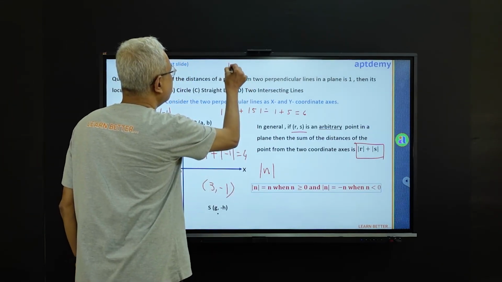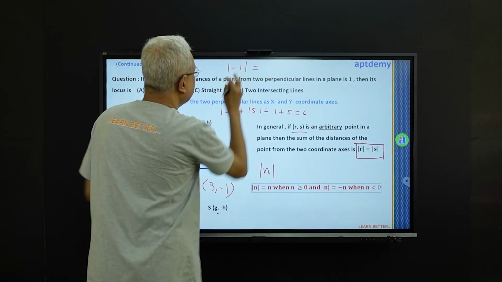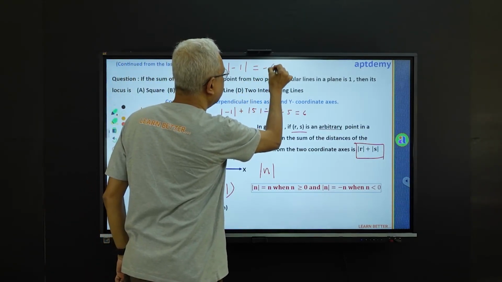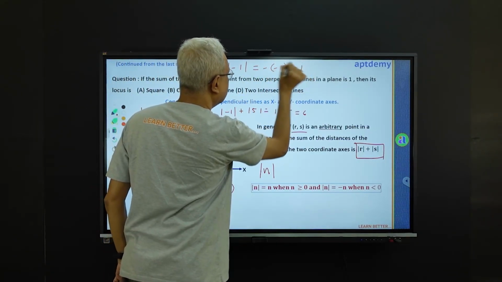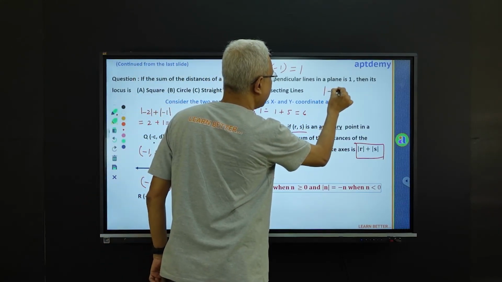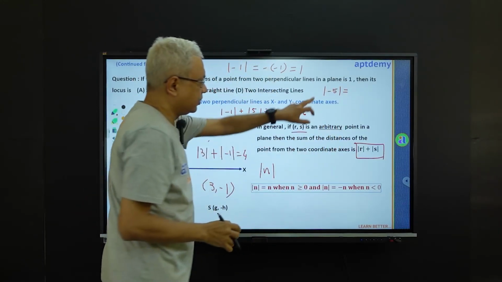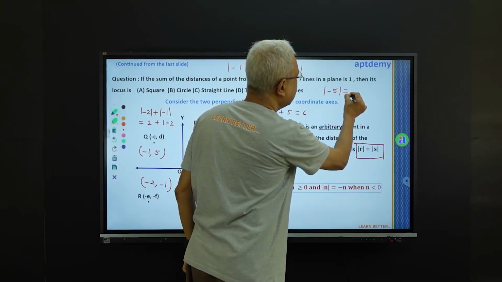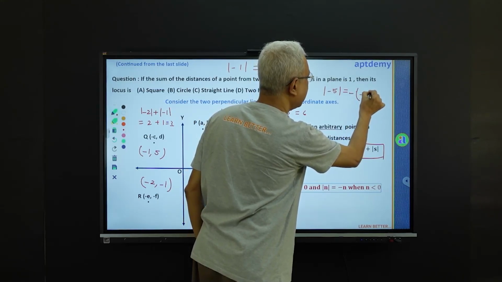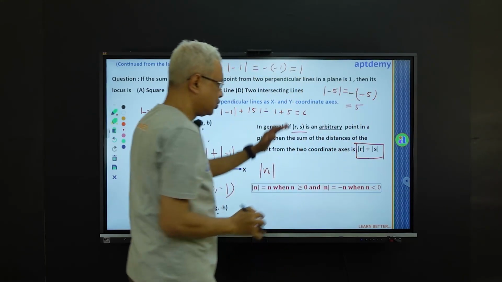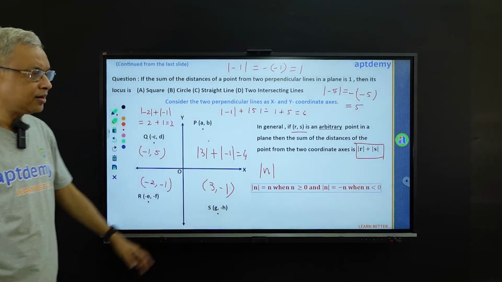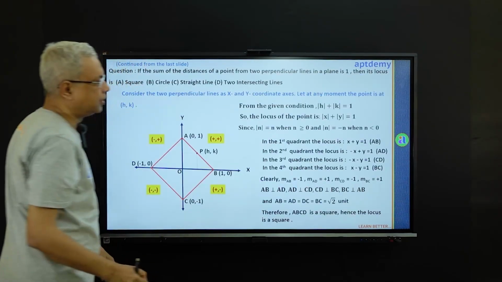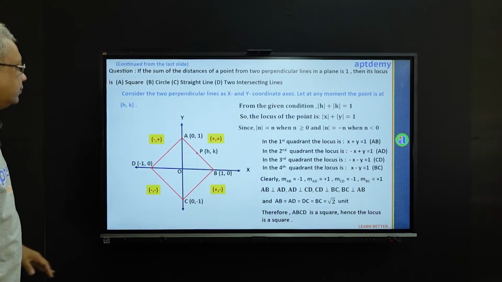That's why when I write mod minus 1, the quantity inside the mod is negative, so it is negative of negative 1, so it is positive 1. Similarly, mod minus 5: the quantity inside the mod is negative, therefore it is minus of minus 5, which is plus 5. So I hope up to this point the things are clear. All right, now let us come to the problem.